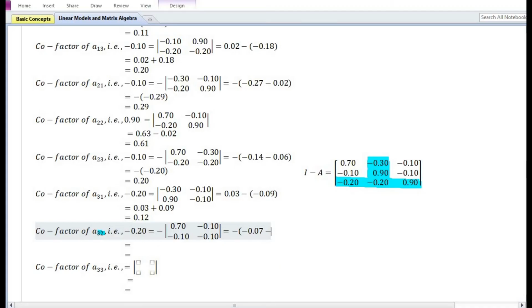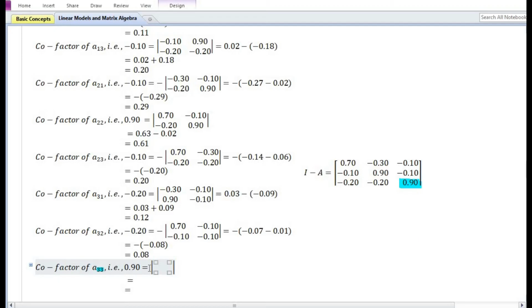0.10 times 0.10 equals 0.01. Minus 0.07 minus 0.01 equals minus 0.08. Minus times minus equals plus, so we have 0.08. Cofactor of A33, that is 0.90.